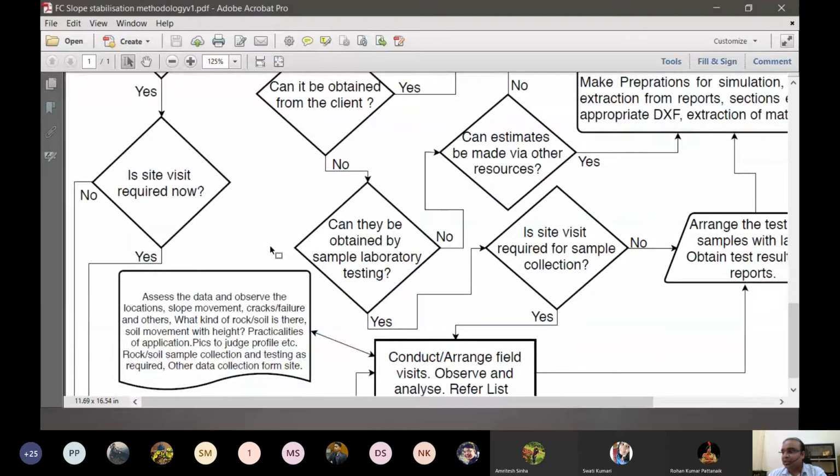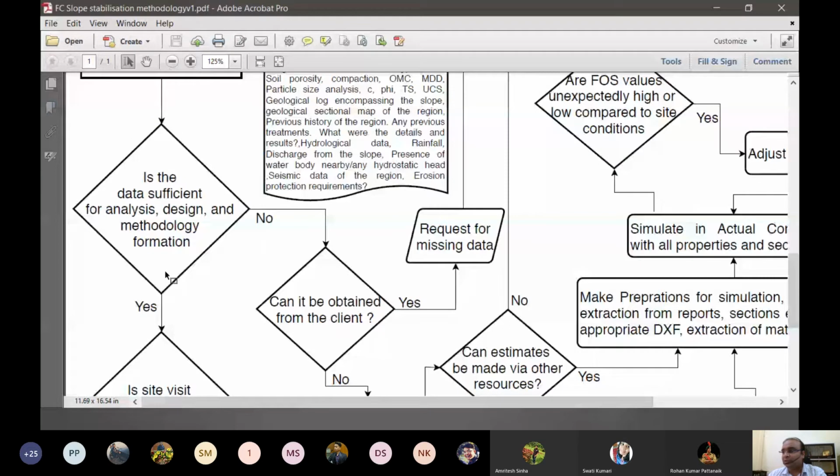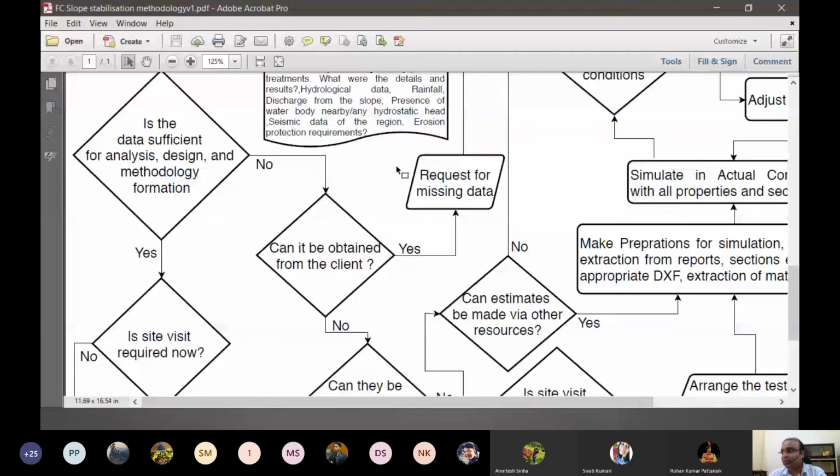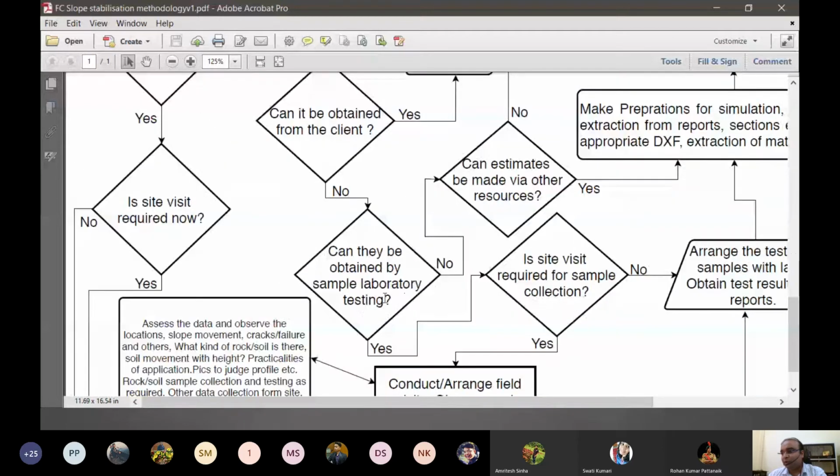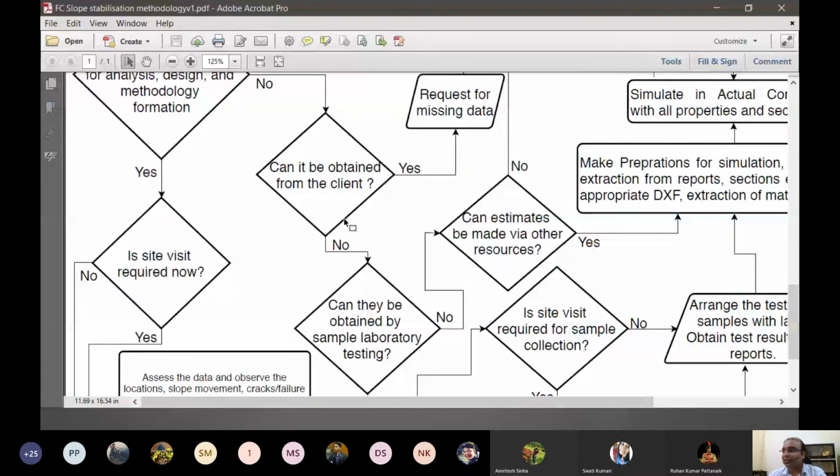Another process is when the data is not sufficient, the no part of it: can it be obtained from the client? If it can be obtained from the client, the decision is yes, request the missing data. If no, can it be obtained by sample laboratory testing, is laboratory testing required or not? So you see how much nesting of if-then statements is going on. Is the data sufficient? If not, can it be obtained? If not, can it be obtained from sample laboratory testing?